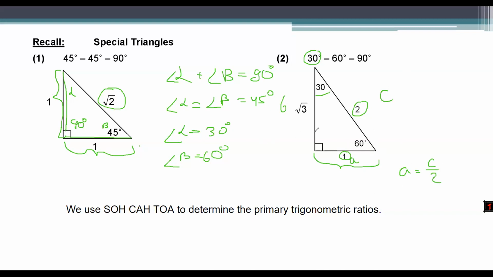And why do we use these special angle triangles? Because they are convenient for us to show the primary trigonometric ratios: sine, cosine, and tangent. Let's move on to the next slide.